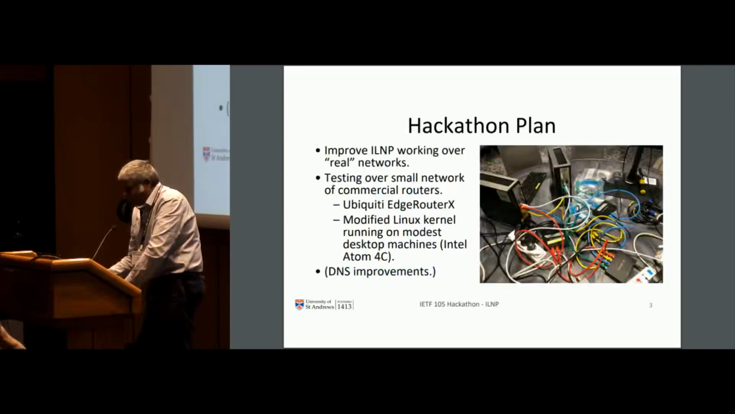So the plan here was really to make sure that ILNP could work over a real network. That's the idea eventually. And so what we had was a network that consisted of some low-end routers, but they are just commercial routers. They run IPv6 only. The idea is that ILNP works completely end-to-end, so the core routers just think you're running IPv6, whereas actually you're running ILNP.